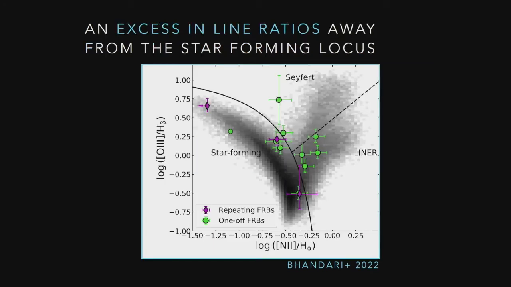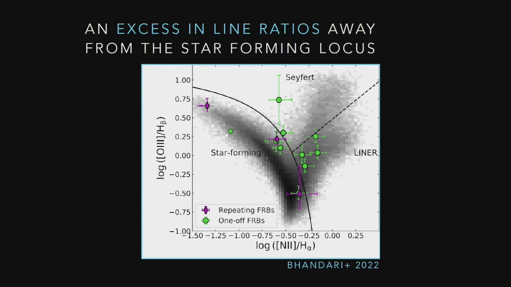So one other thing that's really interesting to look at is the emission line ratios for these host galaxies. And this will give you a sense of the dominant source of ionization or excitation within the galaxy. So whether that excitation is driven primarily by star formation or AGN. And what we can see from this figure is that most FRB hosts lie in the star forming and LINER regions. But there is this slight excess in line ratios that offsets the majority of hosts from the main star forming locus.